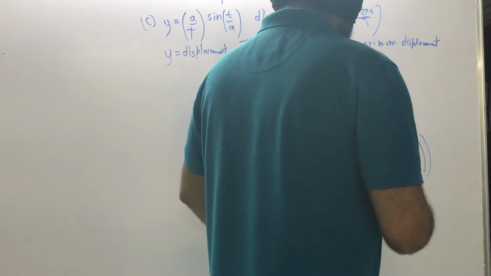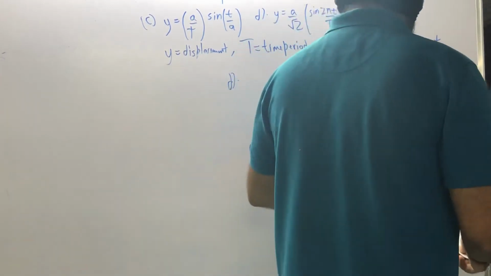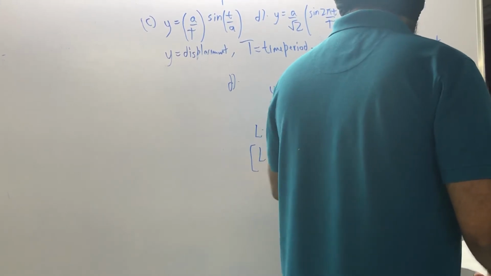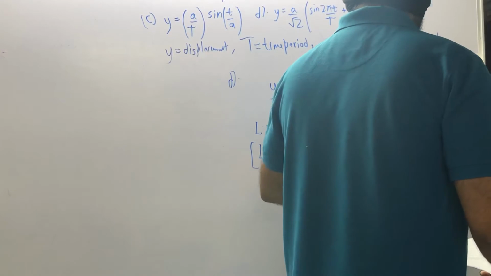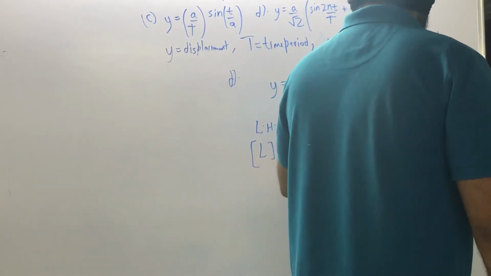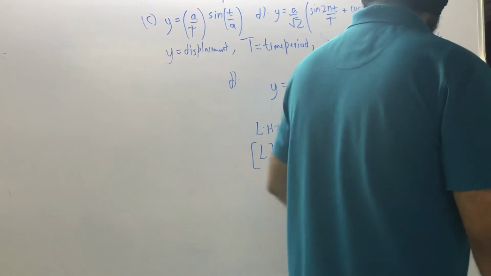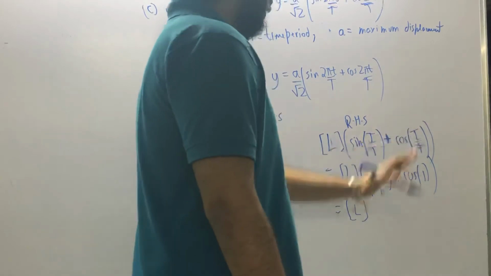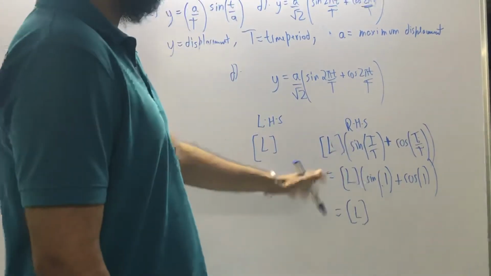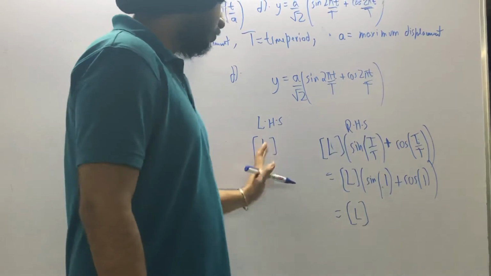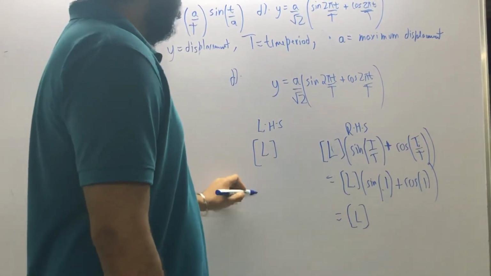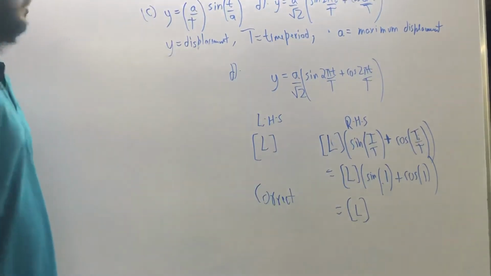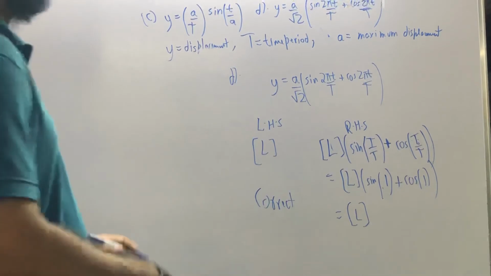Basically this will be L, because this side is dimensionless. There is no dimension here, because t upon T is 1 and t upon T is 1. So LHS is equal to RHS. So this equation is correct. Okay, so this was this question. Let's do the next question.